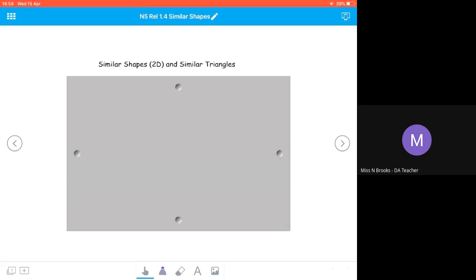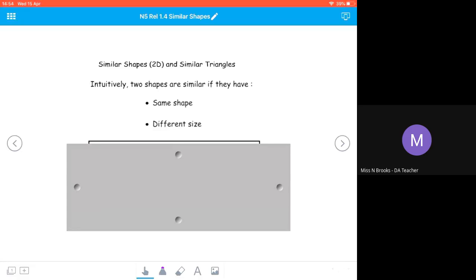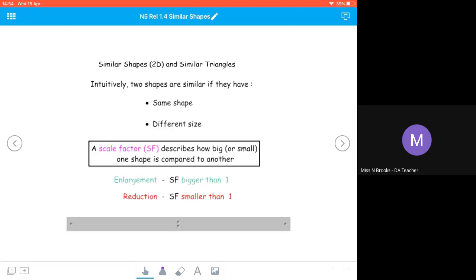Similar shapes in 2 dimensions and similar triangles. So intuitively, 2 shapes are similar if they have the same shape but a different size, and therefore they have to have a scale factor. The scale factor describes how big or small one shape is compared to another. So an enlargement is a scale factor bigger than 1, and a reduction is a scale factor smaller than 1. In other words, a fractional scale factor.